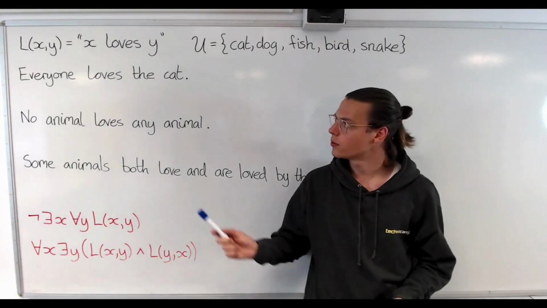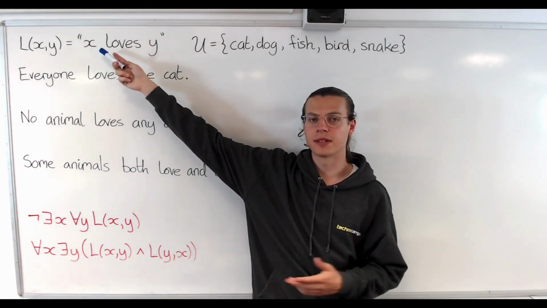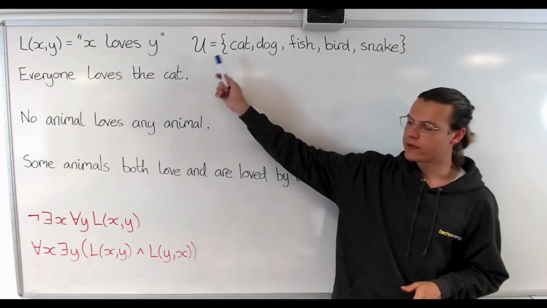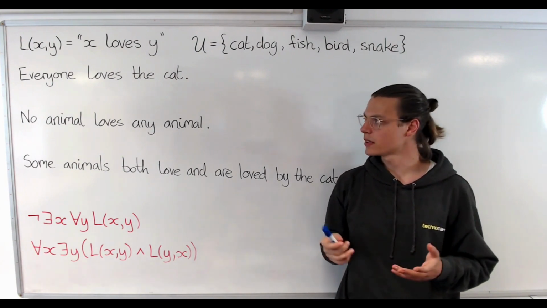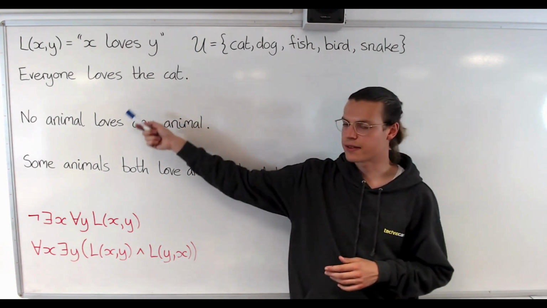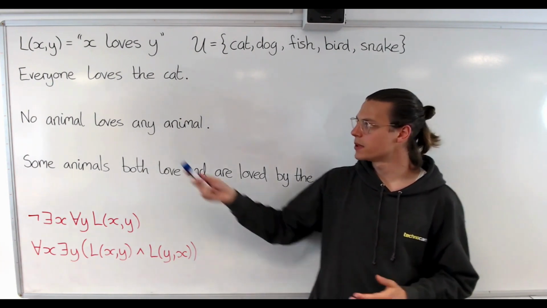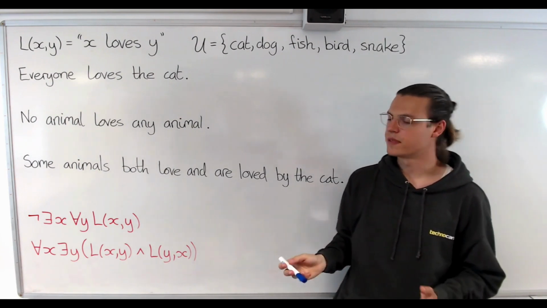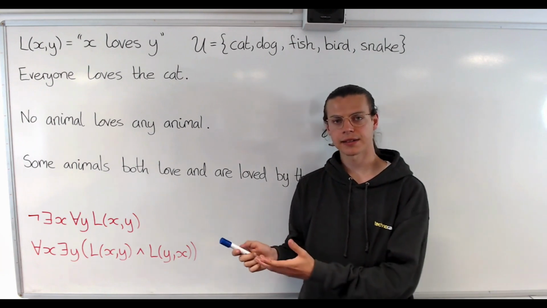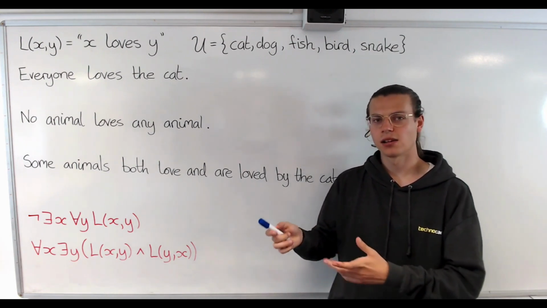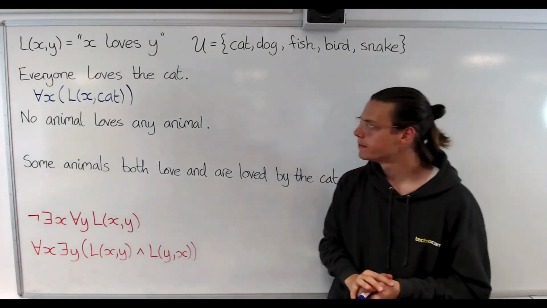In this exercise, we're given a predicate, L of x y, which represents the statement x loves y, where the universe of discourse is this set here. And our first task is to translate these three statements into predicate logic. So the first statement is, everyone loves the cat. So for any animal X, X loves the cat.